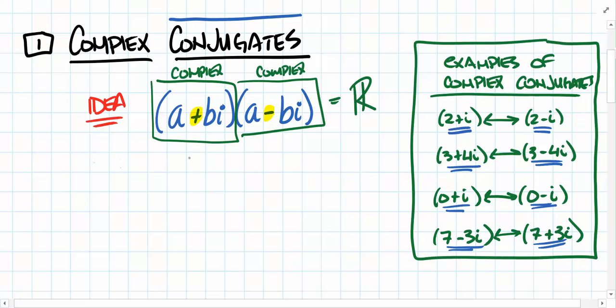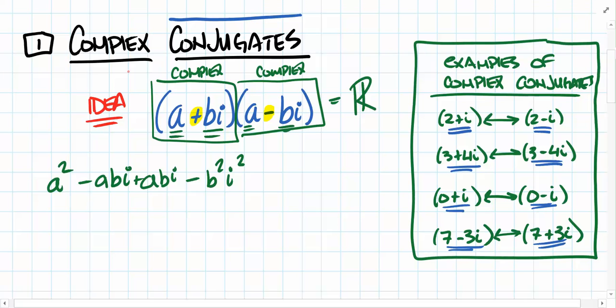I'm going to use FOIL. So I'm going to go a times a. That's going to give me a squared. I'm going to do outer, so that's going to give me a negative abi. I'm going to do the inners, that's going to be a positive abi. And then I'm going to do the lasts. It's going to give me negative b squared i squared, because b times b is your b squared and i times i is your i squared. Okay, look what you get.